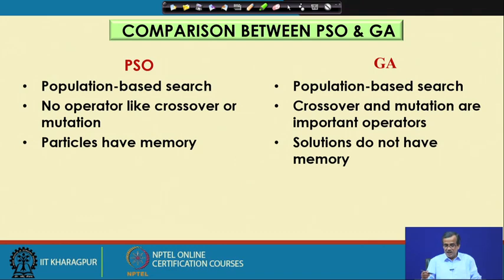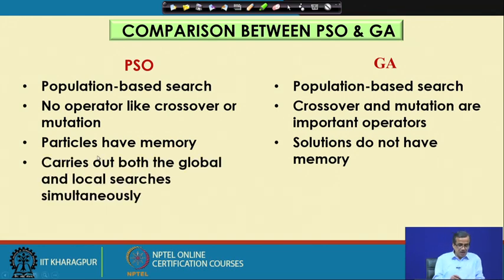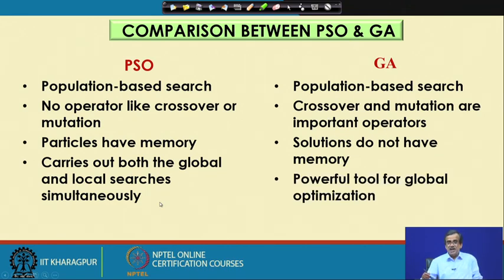On the other hand, in the genetic algorithm solutions do not have memory, and that is why GA is suitable only for global search. On the other hand, PSO is suitable for both local as well as global search. PSO carries out both the global and the local search simultaneously. On the other hand, GA is a powerful tool for global optimization, but its local search capability is poor. And PSO is faster because here there is no operator like reproduction, crossover and mutation. It is very straightforward. On the other hand, GA is slower compared to PSO.